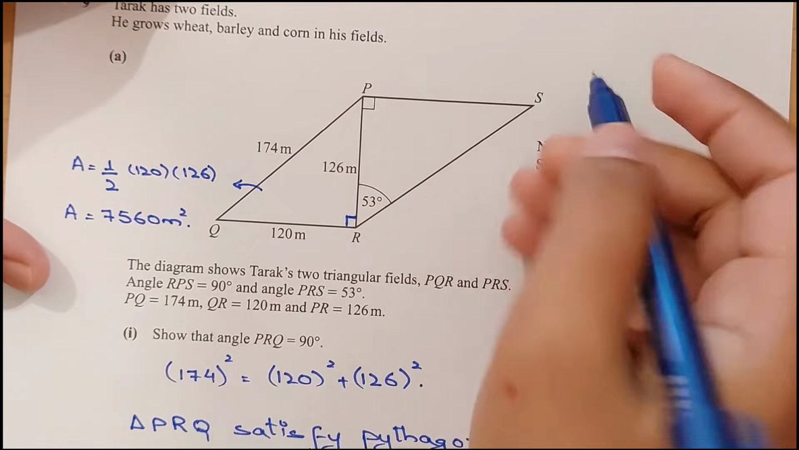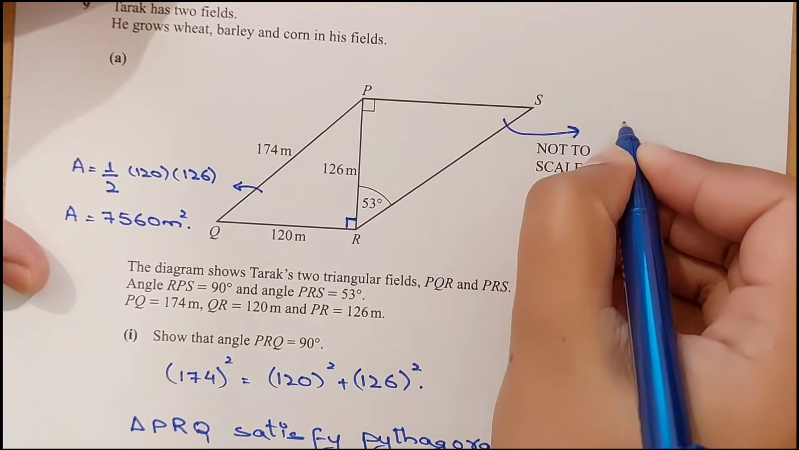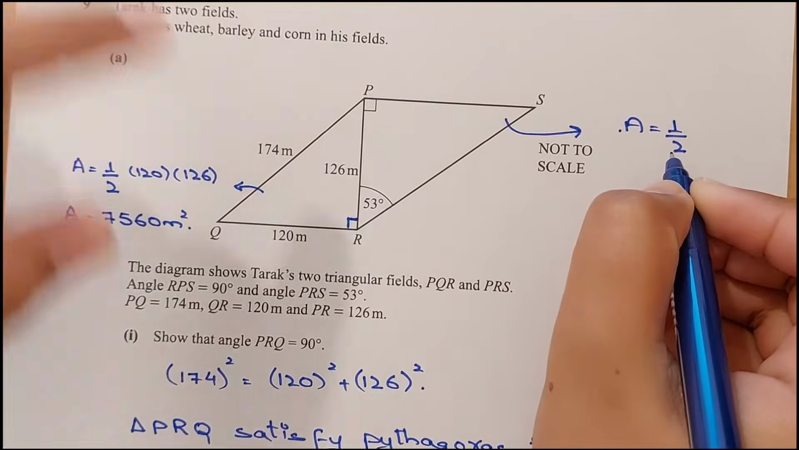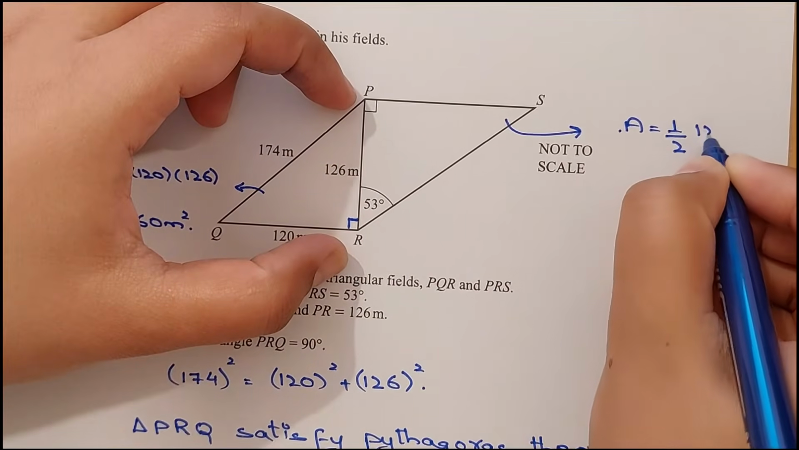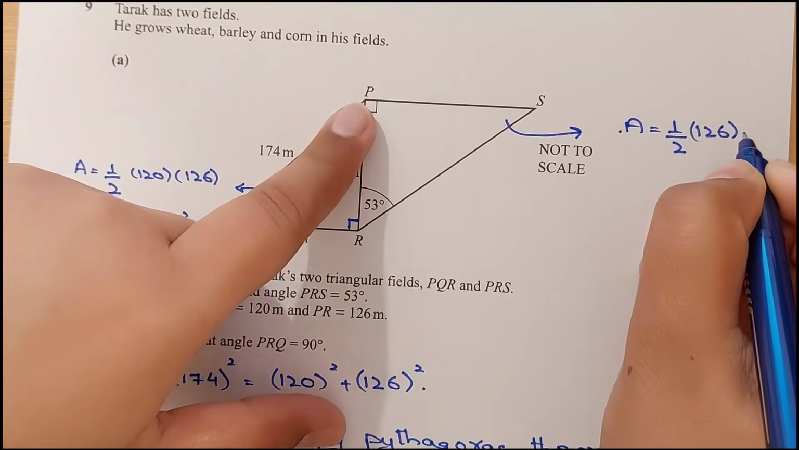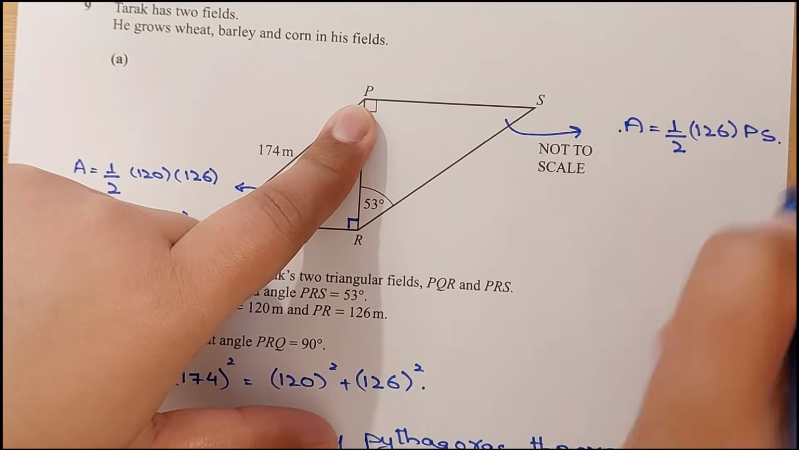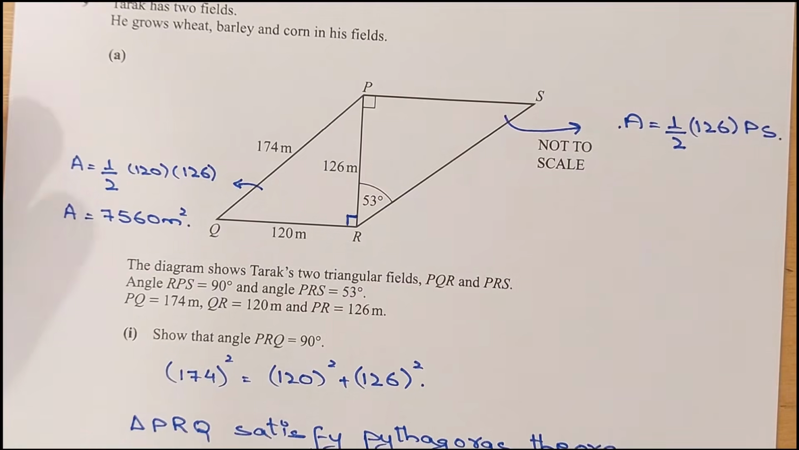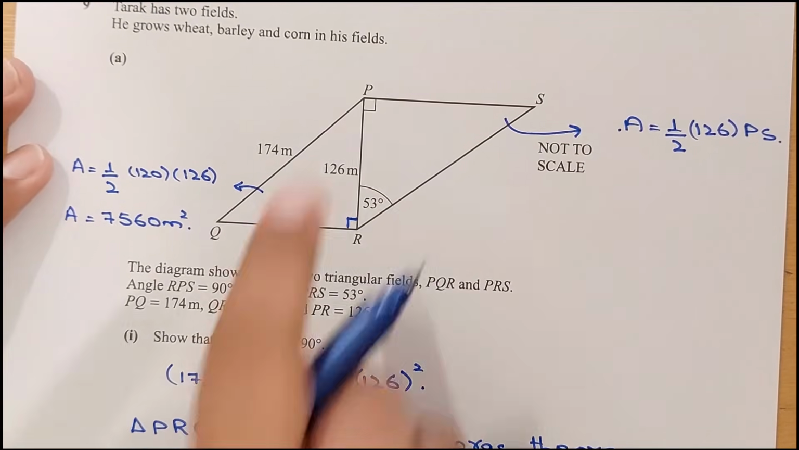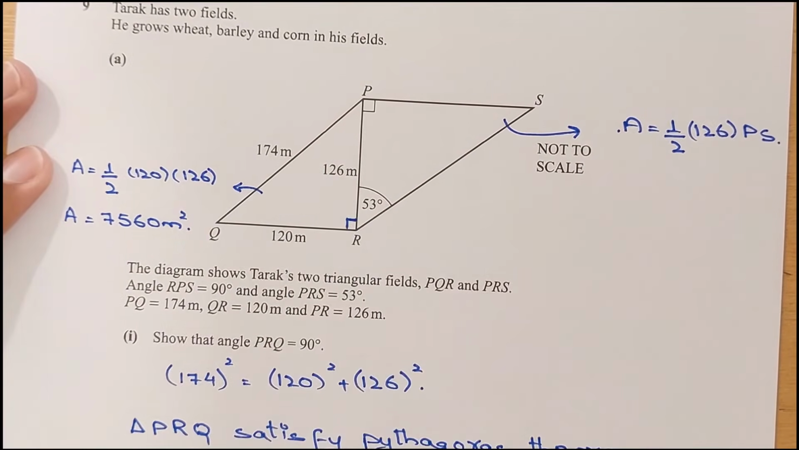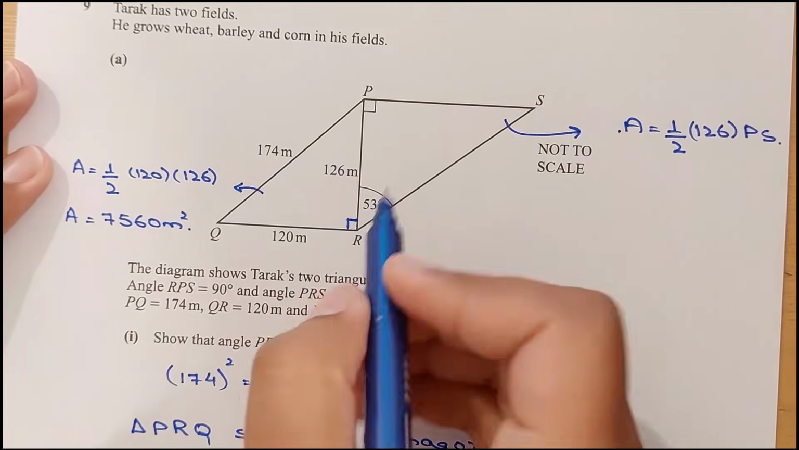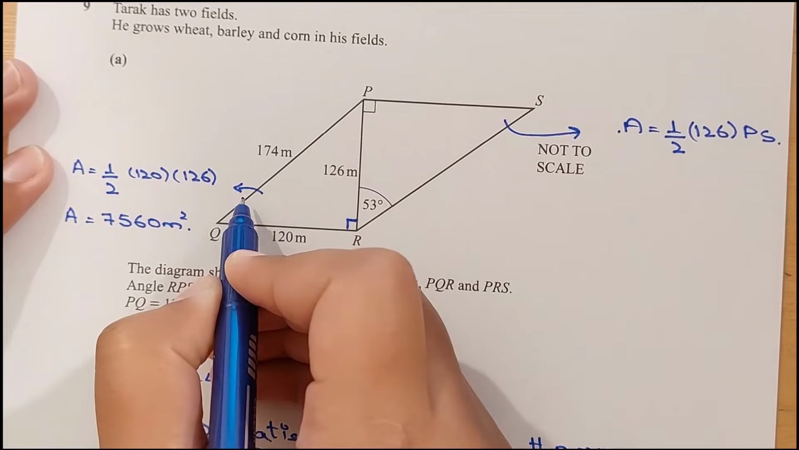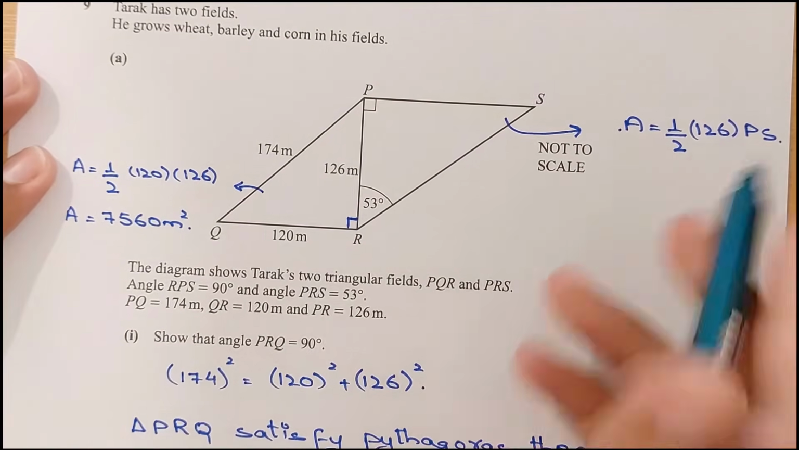Now how can I calculate the area for this side? Again, the area of this triangle is half base times height. What is the base? The base is this, that is 126, and the height is PS. So we have to find PS first, right? How can we calculate PS? We can use SOHCAHTOA again because it is a right angle triangle. This angle is 90. So the angle is given. We need to find the opposite side and the adjacent is known to us, right?